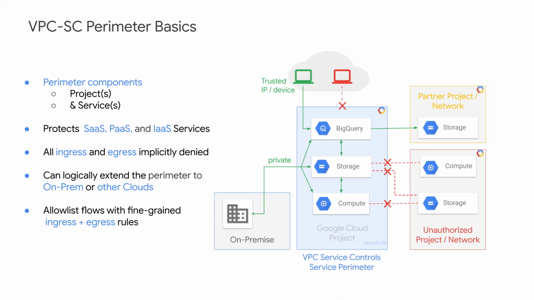For context, the content I'm covering here assumes you already know the basics of how VPCSE perimeters work. So you've put your projects in your perimeter, and you've restricted the services you want VPCSE to protect, and you've allow listed the flows as needed. So your perimeter is up and running. What now? How do you manage and maintain it once it's in a steady state?